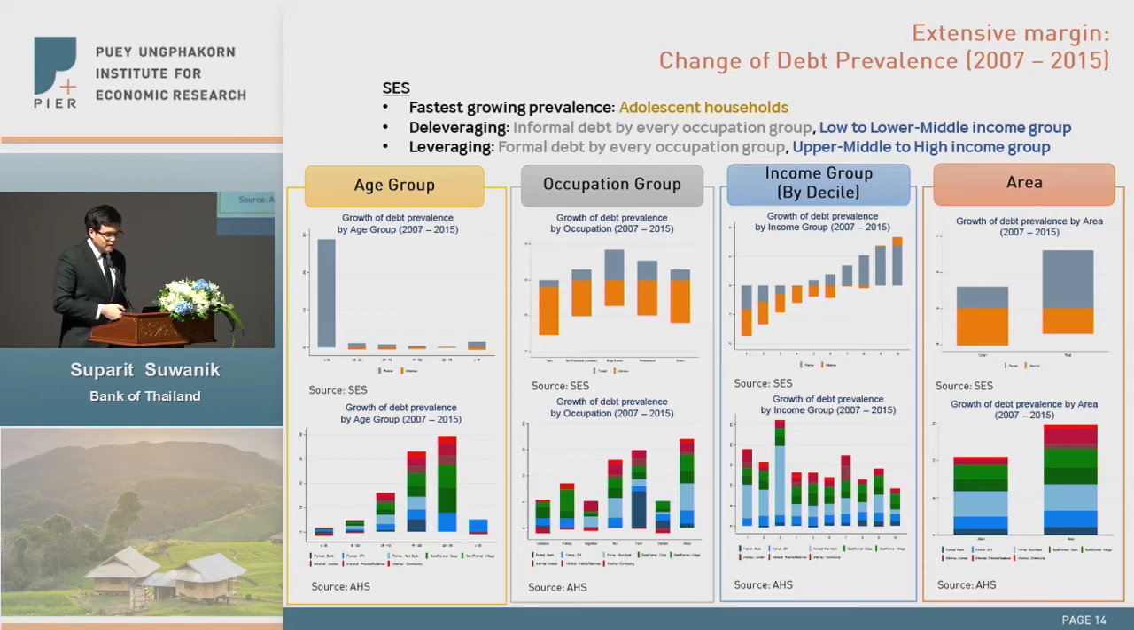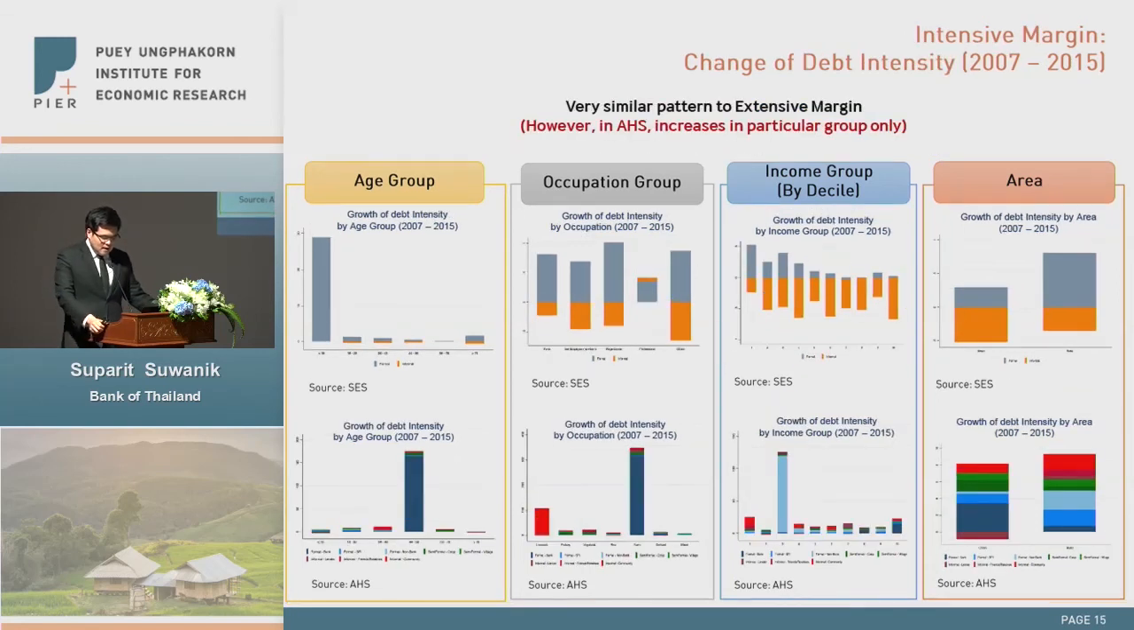And the last one, the intensive margin, or the change in debt intensity, the change in the average value of debt. We can see the pattern in the SES is quite similar to the extensive margin we've seen before, while for the AHS, the debt intensity is increasing quite a lot in some particular groups, like here.